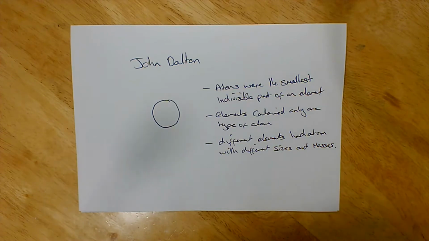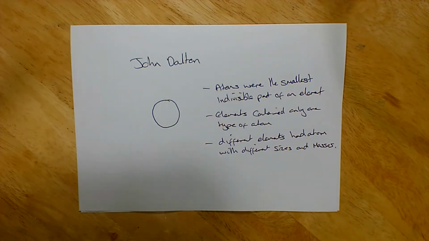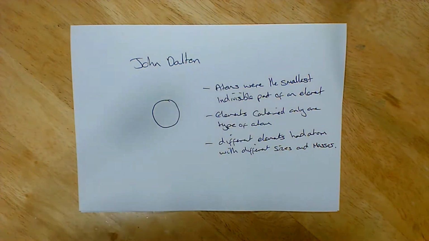If you were to take any element, let's take for example sodium, the smallest part of that would be one atom of sodium. As soon as you break it down into its subatomic particles, into its protons, neutrons and electrons, it's no longer sodium. What makes it sodium is the number of protons in the nucleus. So atoms are still the smallest indivisible part of an element.